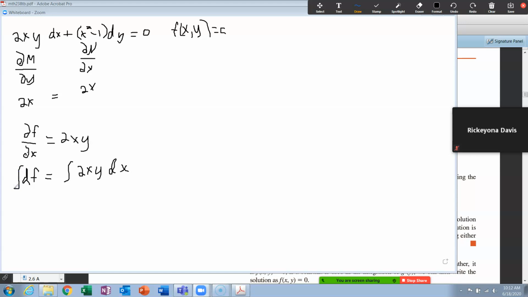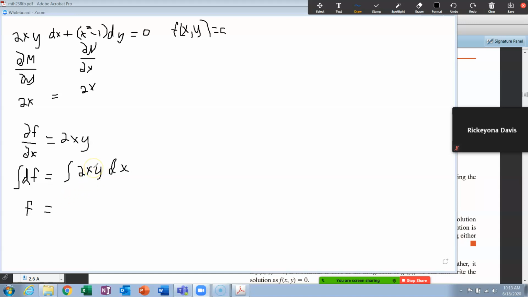Then the next step is integrate both sides. Now, integrating a perfect derivative gives you your f. You might say, are we through? No, not yet. Now remember, we're only integrating with respect to x. We're treating y as if it's a constant. So with respect to x, anyone want to hazard a guess? Antiderivative of 2xy if y is a constant?